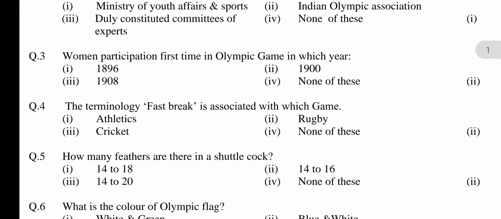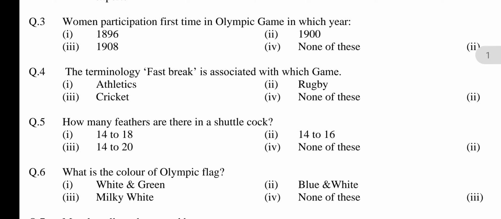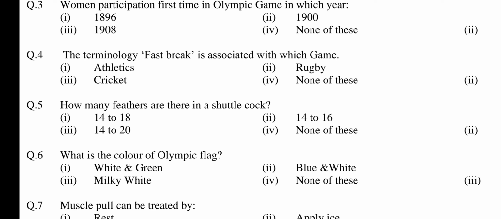Question number 3. Women participated for the first time in the Olympic Games in which year? Option first, 1896; second, 1900; third, 1908; fourth, none of these. Answer is option second, 1900.